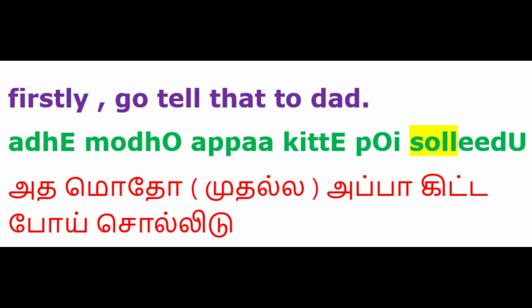Firstly, go tell that to dad. அதை அப்பா கிட்ட போய் சொல்லிடு. சொல்லிடு is just go get told. Let him understand. Just get it told. முதல்ல is first of all, but when people speak it becomes மொதல்ல. அதை அப்பா கிட்ட போய் சொல்லிடு. Firstly, go tell that to dad. So சொல்ல here becomes சொல்லிடு.